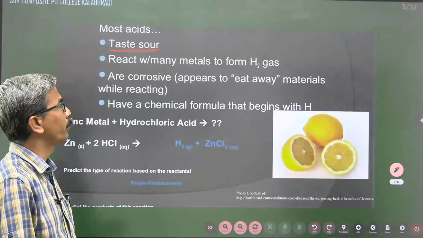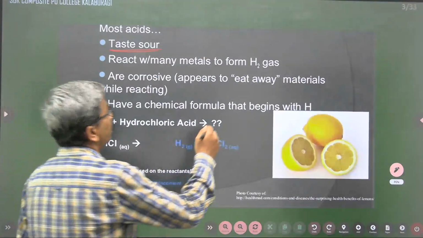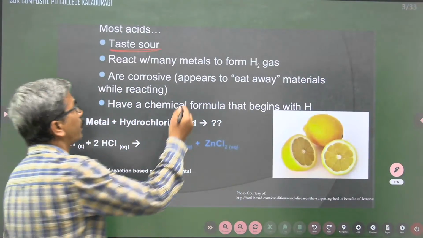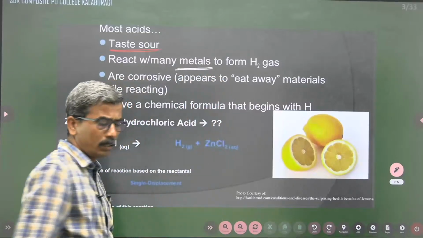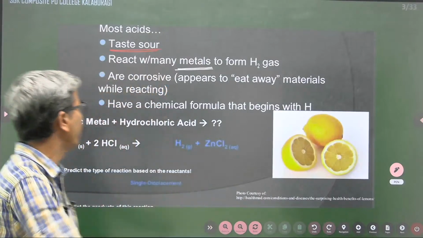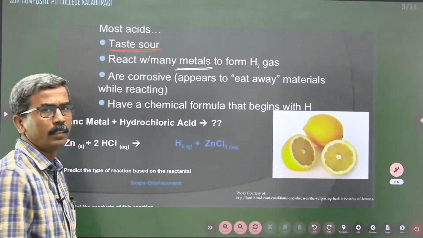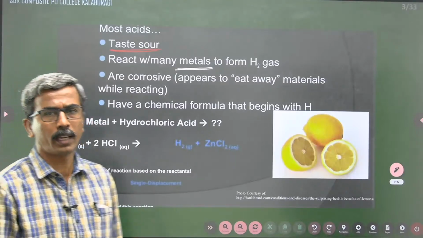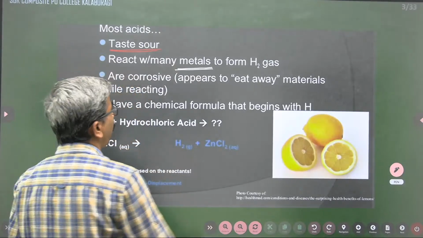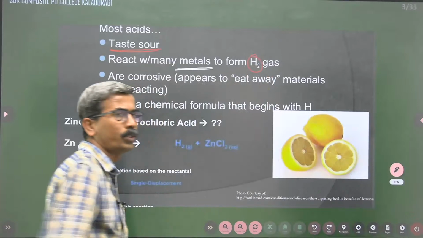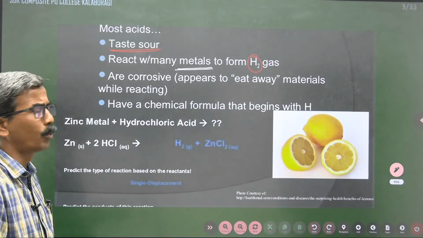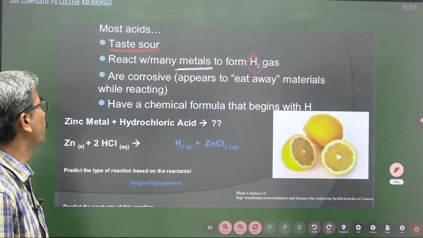Sorry, I am correcting myself here. When acids are made to react with metals, then almost all the acids will liberate hydrogen gas. I am repeating this once again. Most acids, when you allow them to react with metals, will produce hydrogen gas. This is one of the common properties that most acids exhibit.